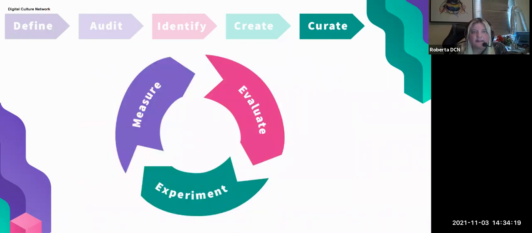This is the simple rinse and repeat visualization of the cycle that you can run through to make sure all your content is working well. It's a good idea to measure what you're doing, assess whether it's working, and experiment with tactics to see if you can make it perform even better.